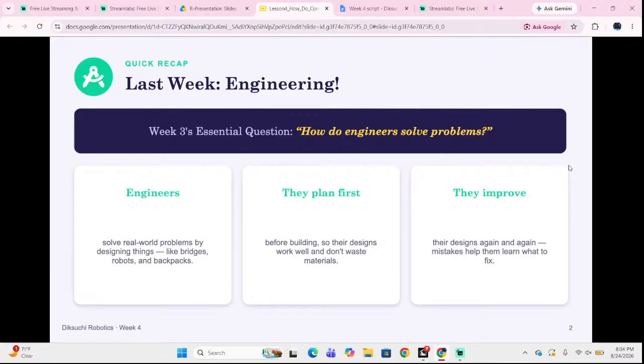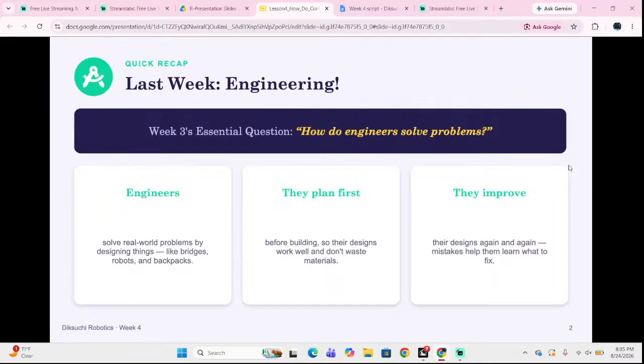Okay, before we move forward, let's rewind the clock back to last week. Does anyone remember what we talked about? Last week's big question was, how do engineers solve problems? Let's remind ourselves of a few big ideas.